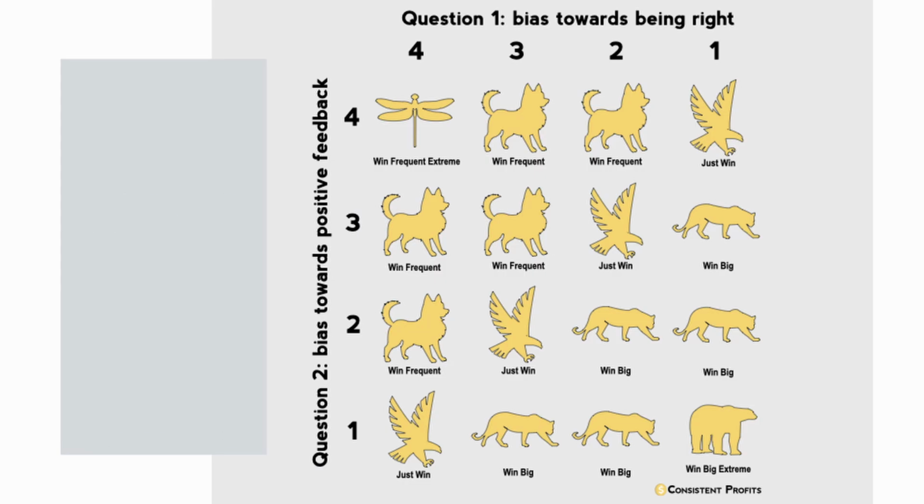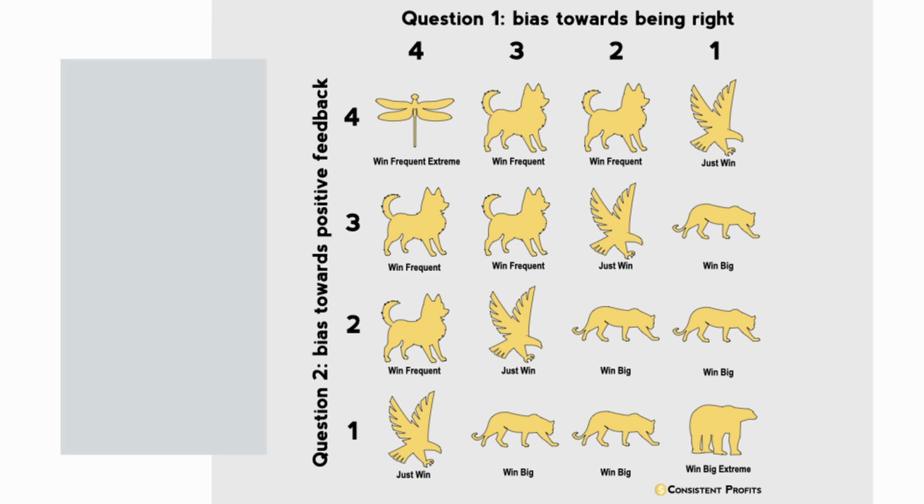All right, now we're going to go into a screen that talks about your results. So question number 1 is biased towards being right. So if you mark yourself as a 4, then you're in column number 1. You see that where it says 4, column number 1, and you see a dragonfly right there? If you mark yourself as a 1, then you're column number 4 in the just win style, the falcon there. You see that? So whatever you are, mark that down in your mind. I'm at 4, 3, 2, or 1, whatever column that is. For question number 1, you're in that column.